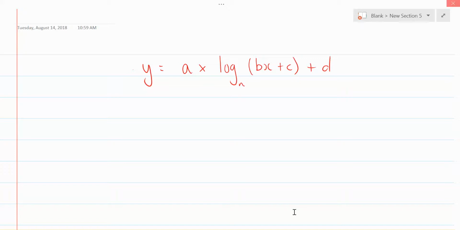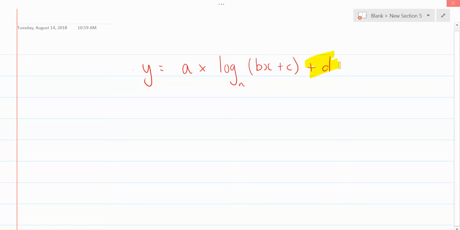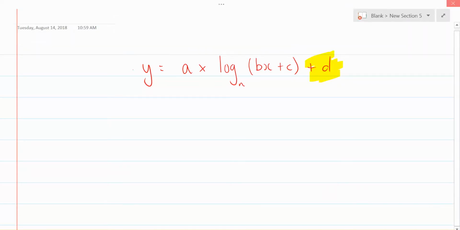The easy one. Let's ask, and I'm going to highlight here so you can see, what does the plus d do to the logarithmic graph? Can I please have, let's go with Olympia. What do you think the plus d would do to the graph?